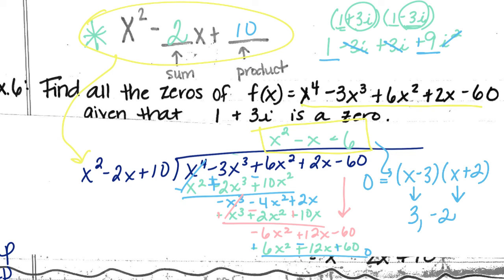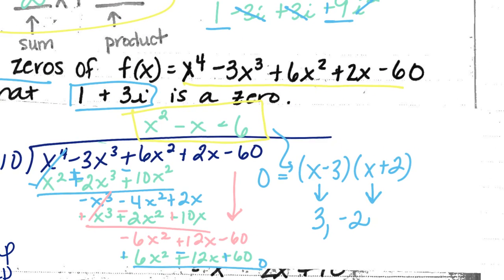So it says to find all the zeros. One of the zeros was given to us. From there, I know that the other zero is going to be the complex conjugate, which is 1 minus 3i. And then from using long division, I could find the other 2. So I'm going to write the 1 plus 3i here as well. That was given. But remember, it is a fourth degree, and I have 1, 2, 3, 4 zeros.